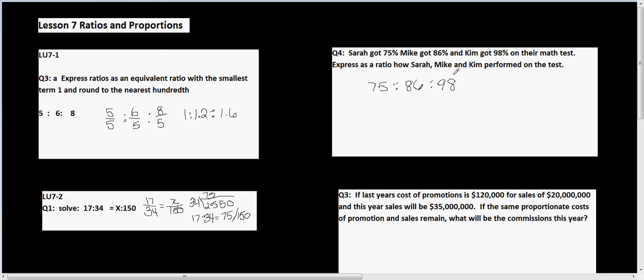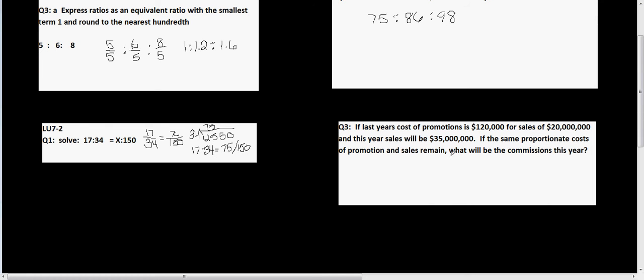One more question to take a look at. This is more of an everyday life situation. If last year's cost of promotions is $120,000 based on sales of $20 million, and this year's sales are expected to be $35 million, what can we expect the commissions to be this year if the relationship between commissions and sales remains unchanged? Well, let's start with the knowns right now.